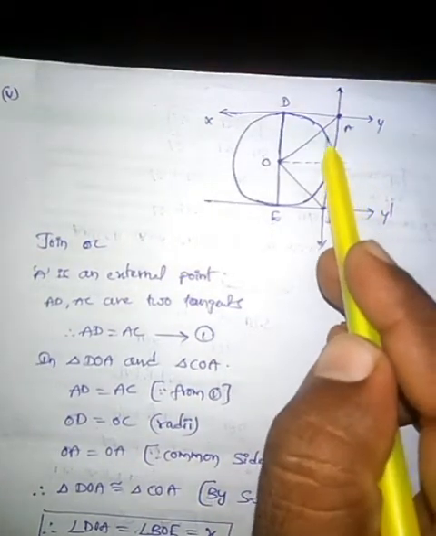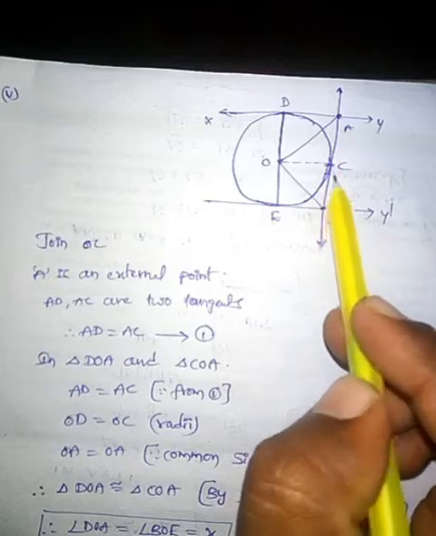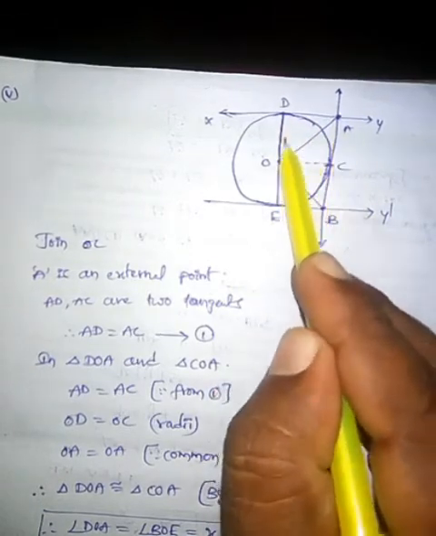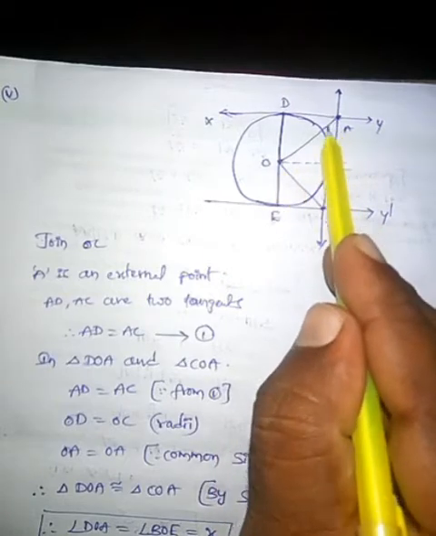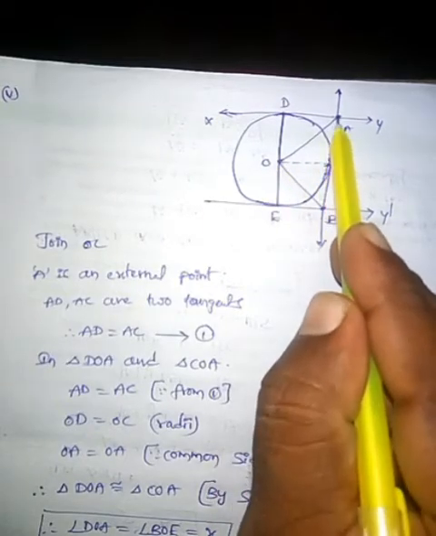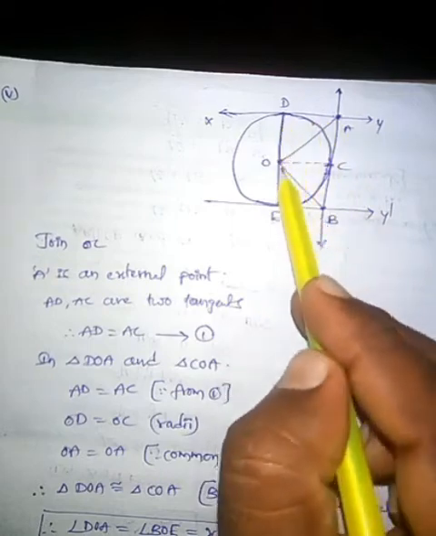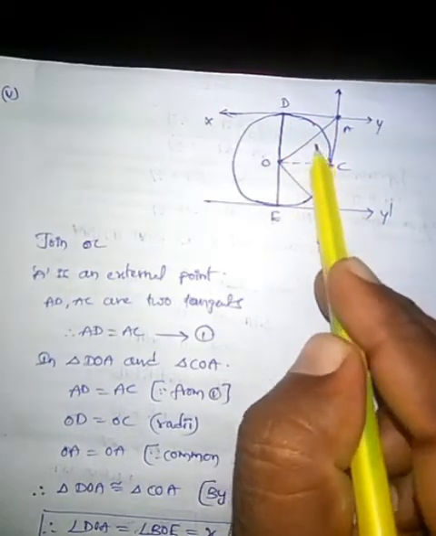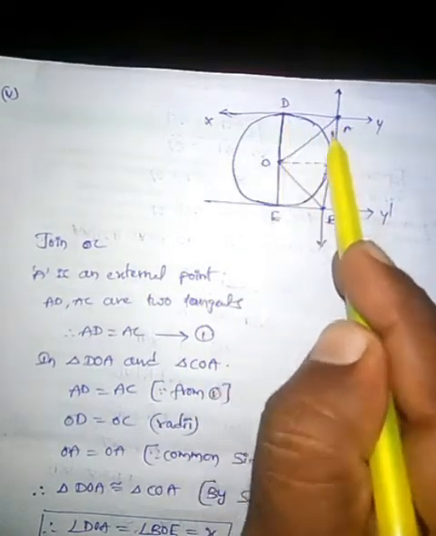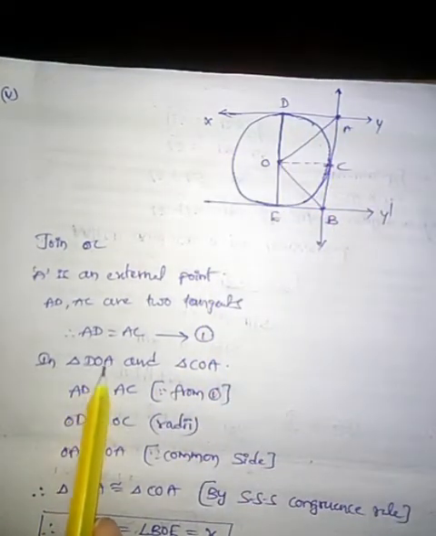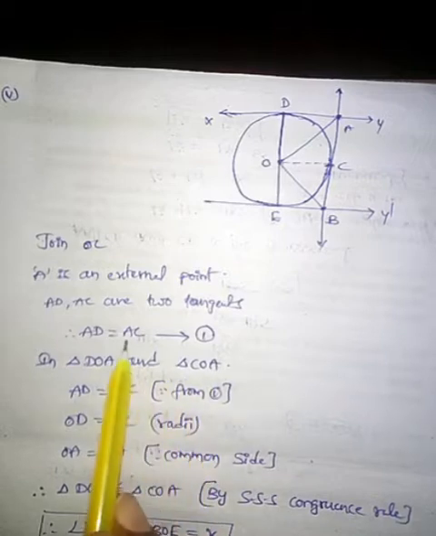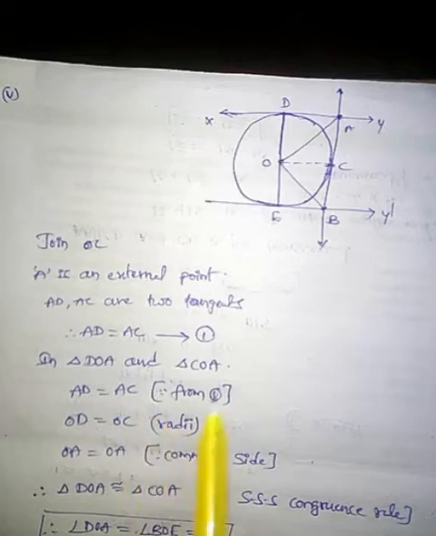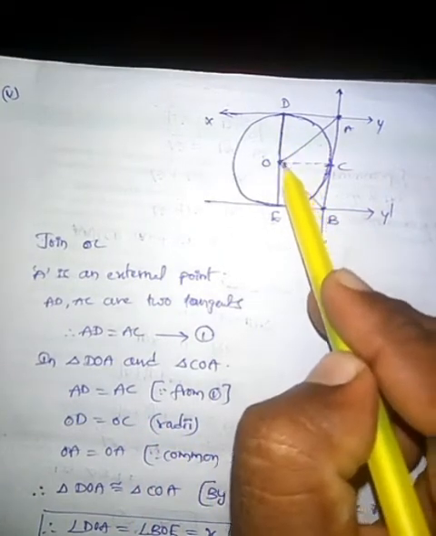Now here we have two triangles. They are DOA and AOC, that is COA. Compare these two triangles, DOA and COA. In these two triangles, AD equals AC, since from equation 1 we found that AD equals AC. And OD equals OC.